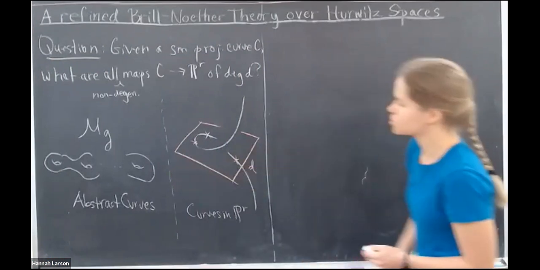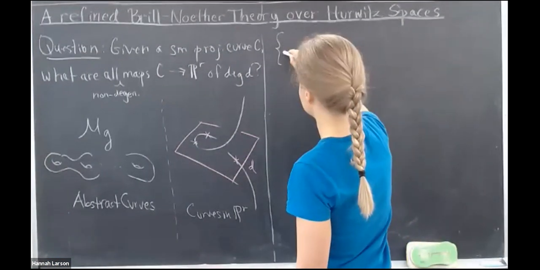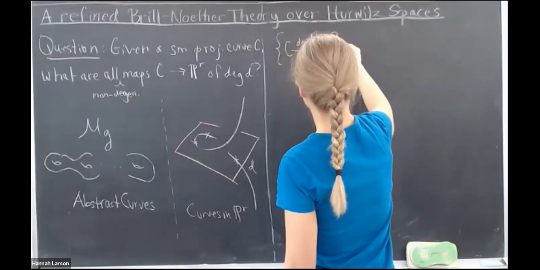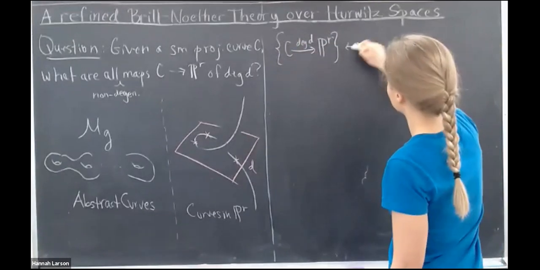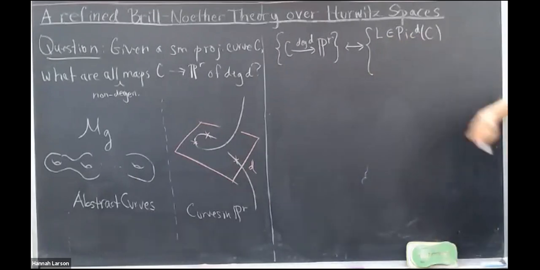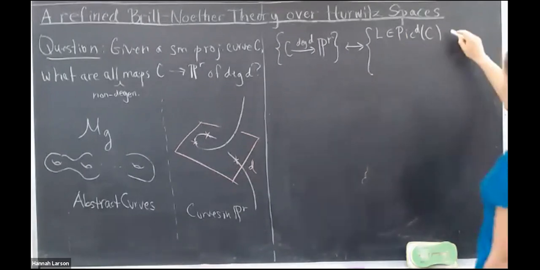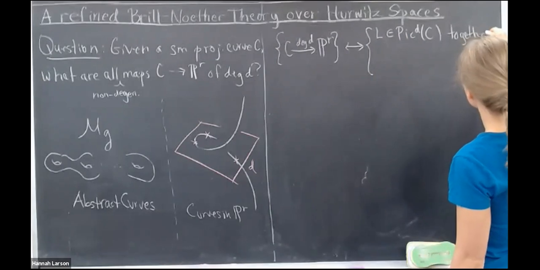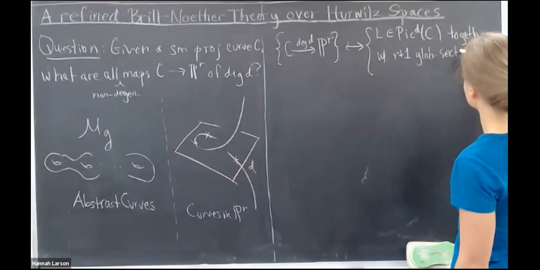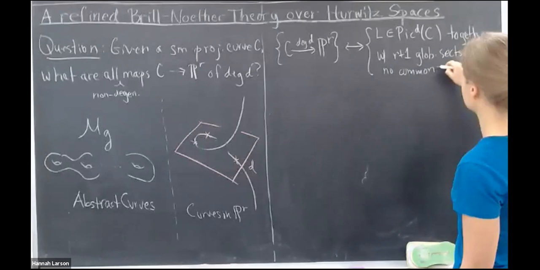And we can rephrase this question in terms of line bundles on our curve. There's a correspondence between degree d maps from C to P^r and the data of a degree d line bundle on my curve, where Pic^d is the space of degree d line bundles on C, together with r plus one global sections that have no common zeros.